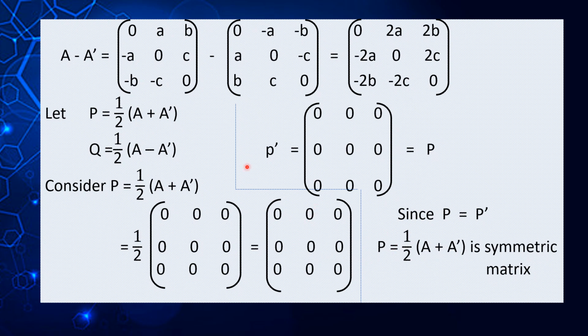Hence, when we consider P transpose, it would also be the same. So we can write that P transpose is equal to P. So it is a symmetric matrix.